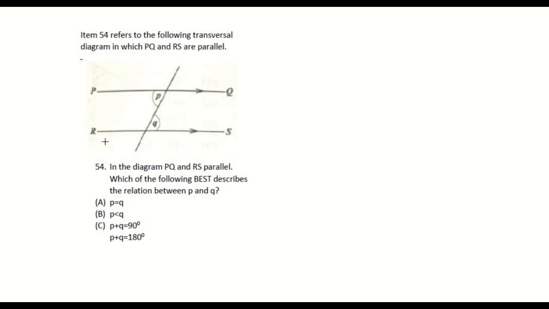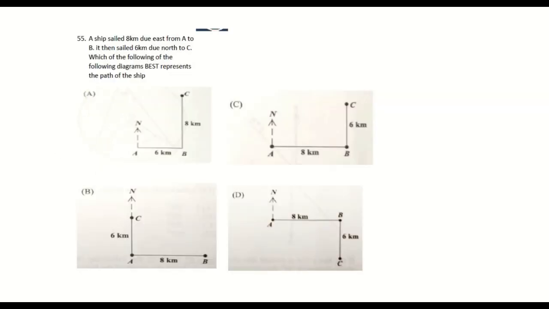Right, this is a repeated question. The relationship between P and Q is A. Right, a ship sailed 8 kilometers due east from A to B, then sailed 6 kilometers due north to C. If you want, you can put north, south, west, east. We're going to this side first, from A to B for 8 kilometers. Then from B to C is 6 kilometers due north, which is up. So the answer would be C for this question right here.